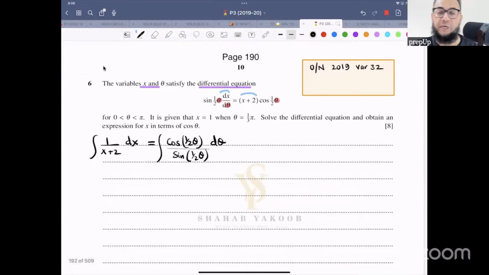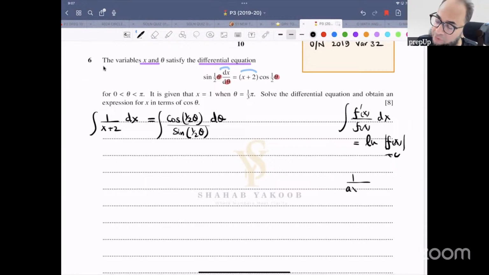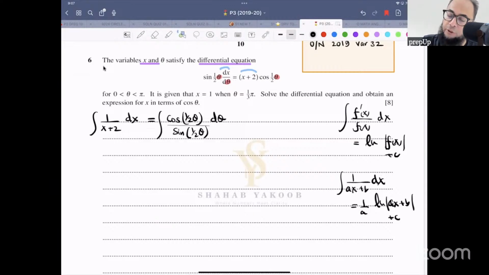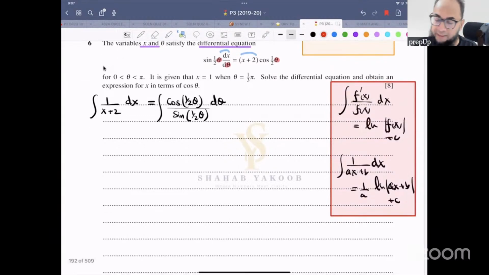Now the rule is the same as before. If the numerator is the derivative of denominator, then the integral is ln of denominator. And the other rule is 1 over ax plus b dx, that is 1 over a ln ax plus b plus c. So now we apply this sign, the modulus sign. When there is a need, as such we can just use a bracket. So over here the coefficient of x is 1, sine half theta, the derivative is half cosine theta. So let me write half over here.